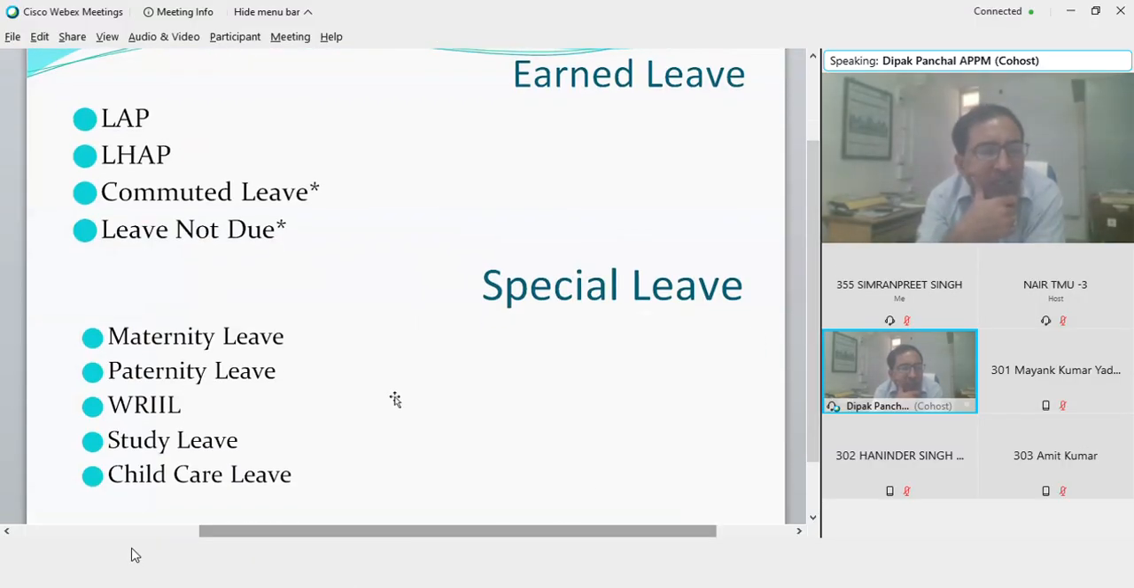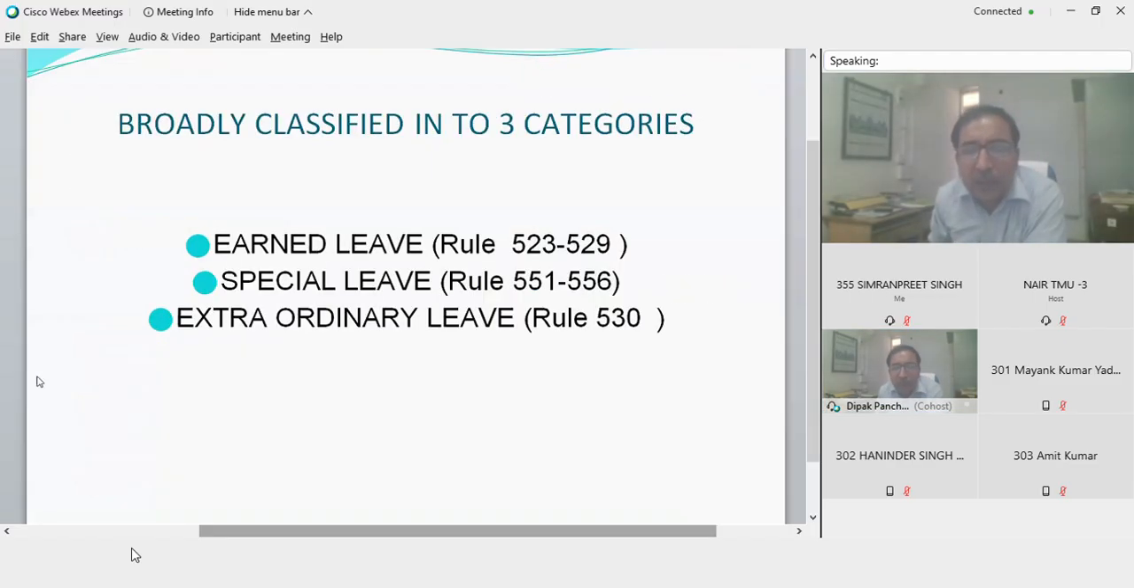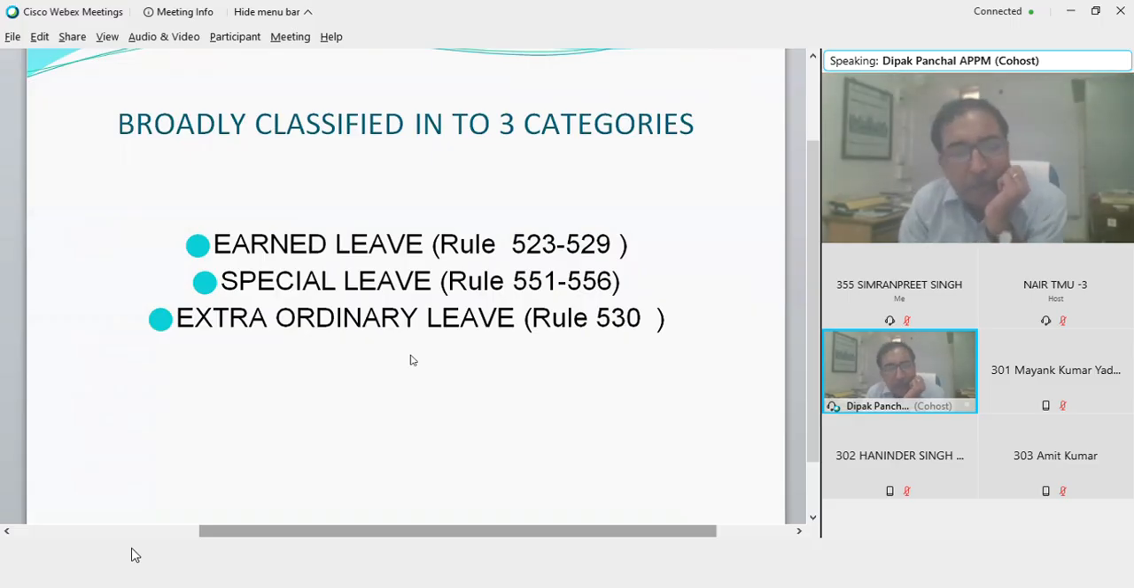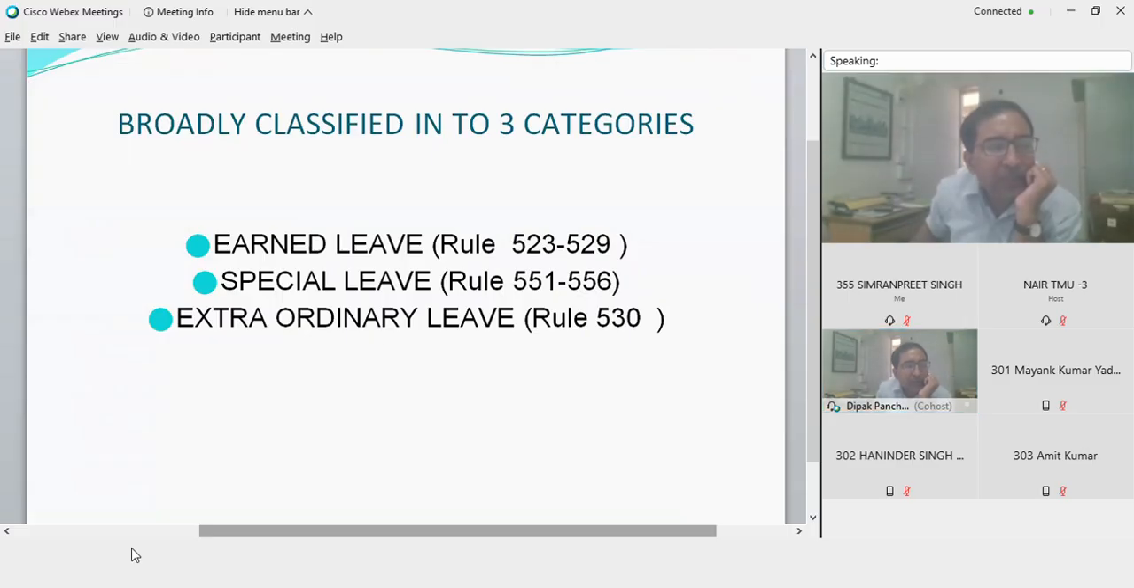The extraordinary leave is nothing but leave without pay. This is what you saw. The third kind, rule number 530. Extraordinary leave is leave without pay. Now we will see each and every leave in detail.